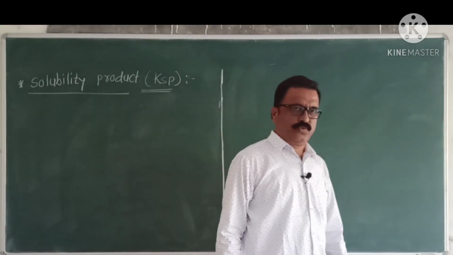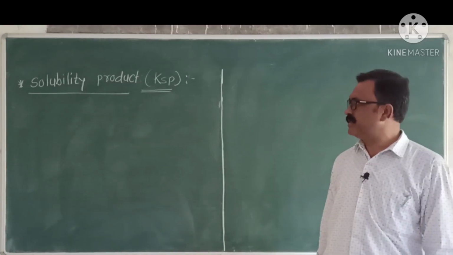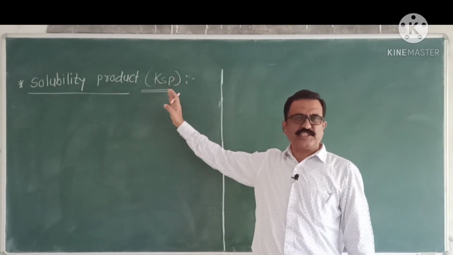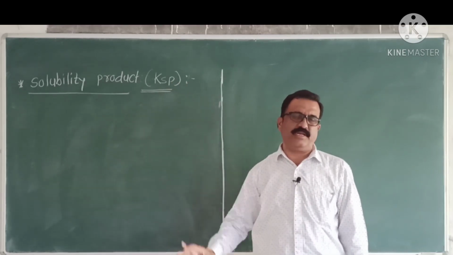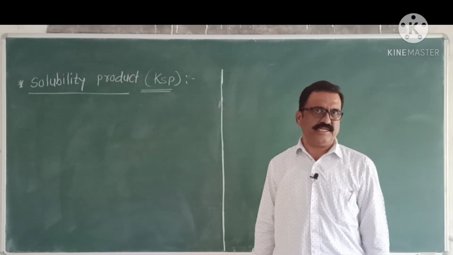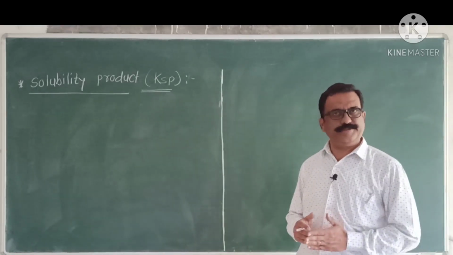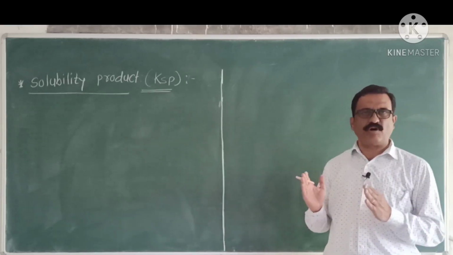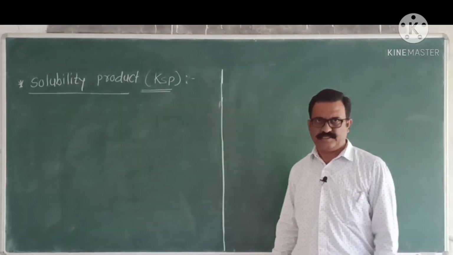Today we are going to learn about a solubility product denoted by KSP, which is applicable only for a sparingly soluble salt. Then a relationship between solubility and solubility products and a condition for precipitations.